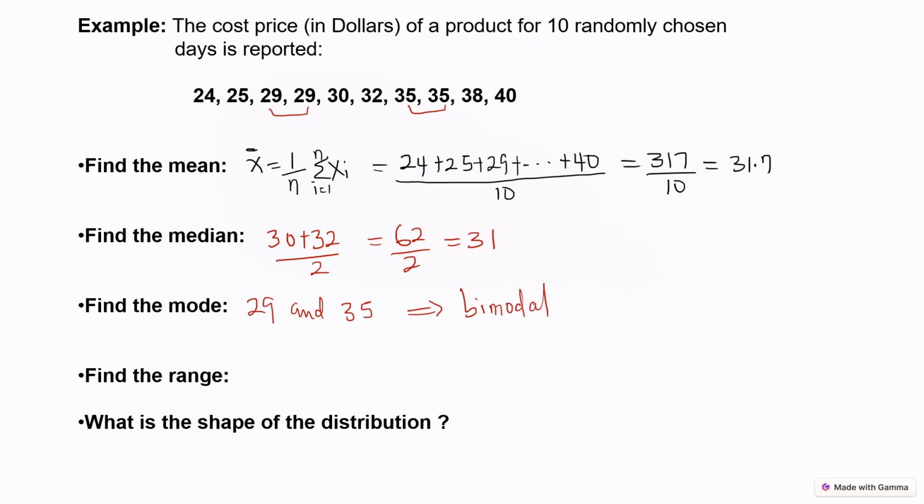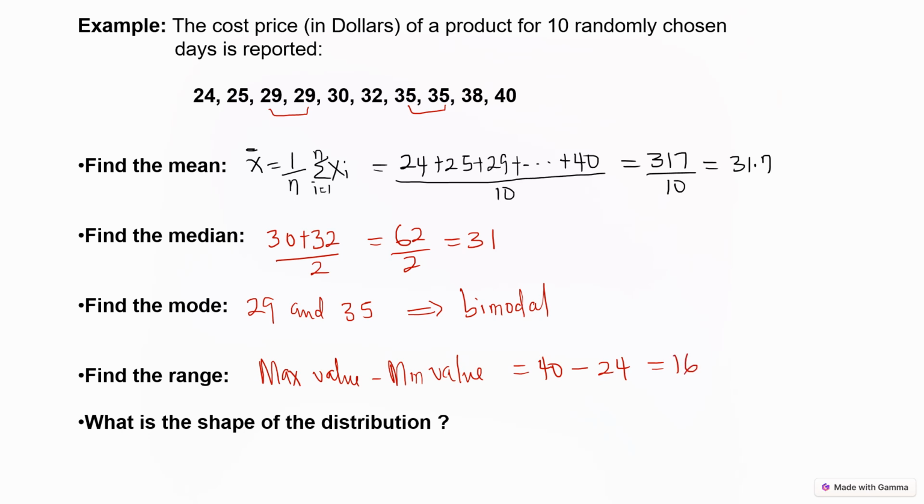The fourth one is to find the range. From the definition, the range is the maximum value minus the minimum value. So here, the maximum value is 40, the minimum value is 24. So the range of the distribution is going to be 16.